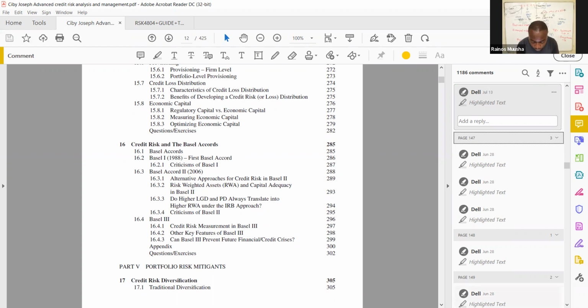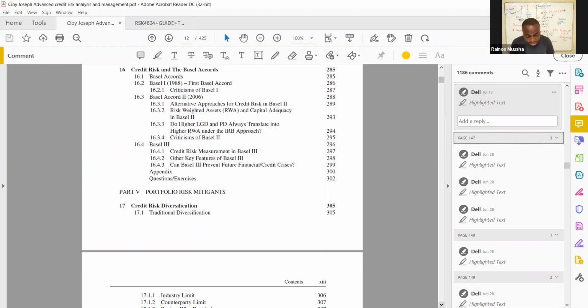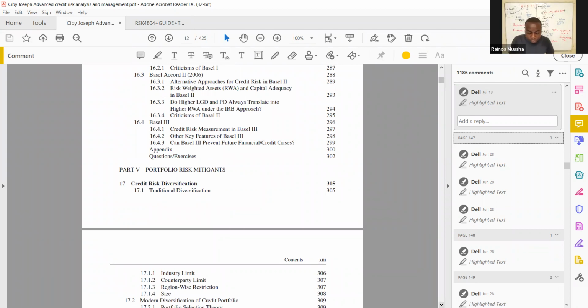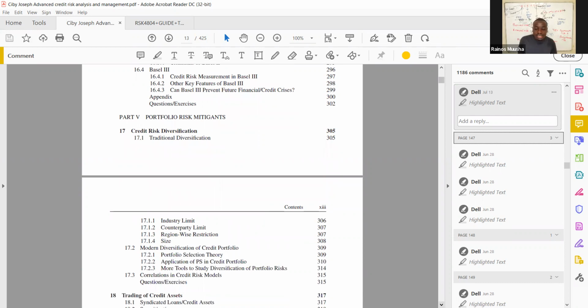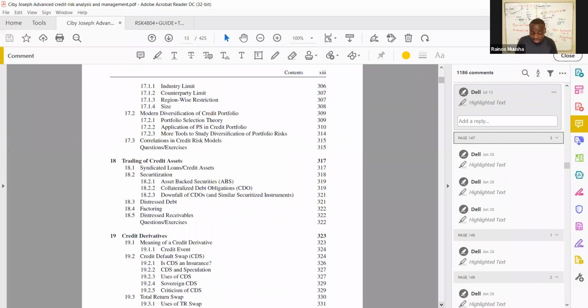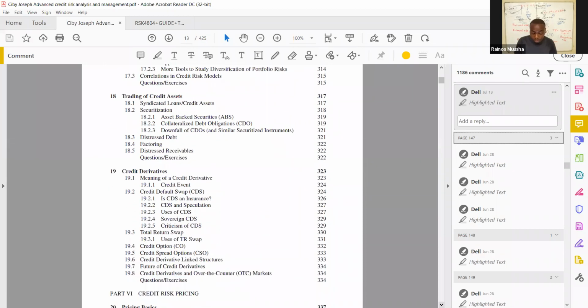Then from there, in chapter 17, we also look at credit risk. When you look at portfolio risk mitigants, what are the risk mitigants available for mitigating the risk of your portfolio of credit assets? We look at credit risk diversification, to see how you diversify your portfolio of credit assets, and there are different ways that you can do this. Chapter 18, we don't cover, so we leave it out. Then we'll also look at chapter 19, which looks at credit derivatives.